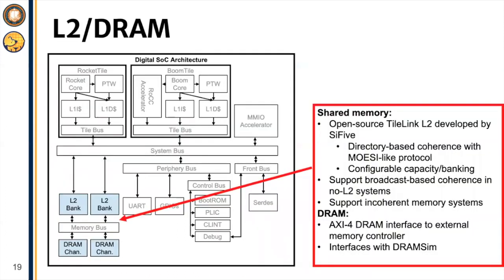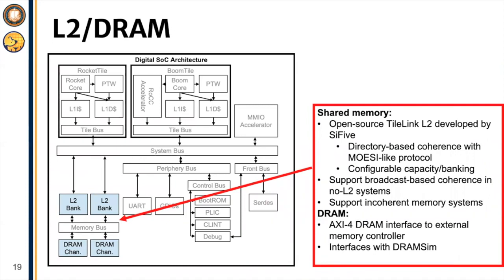For the outer memory system, the shared memory, there's an open source, coherent, banked, distributed TileLink L2 cache developed by SiFive. It supports broadcast. We can also build, instead of the L2 cache, a broadcast-based coherence hub, or even build a totally incoherent memory system as well. So there's a variety of options here.